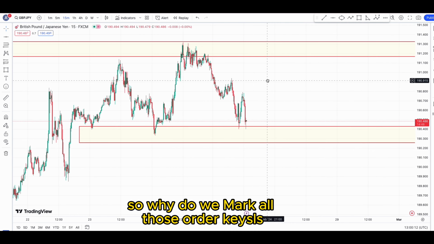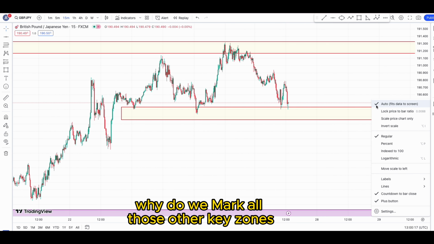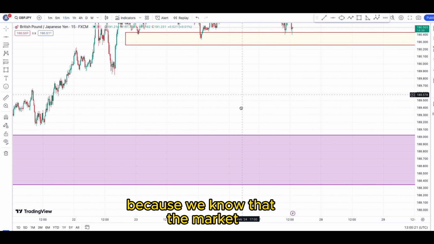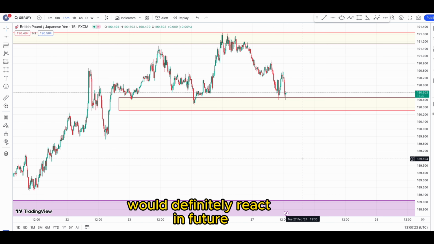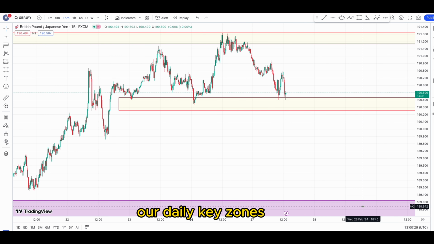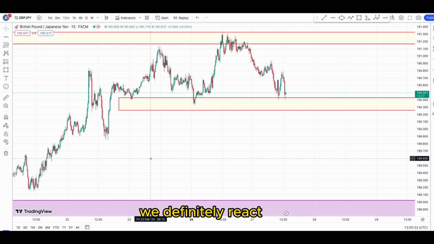So why do we mark all those other key zones? Why do we mark them? Because we know that the market will definitely react in future if the market bounces back to our daily key zones, our 4 hours key zone, our 1 hour key zone. We know that this market will definitely react.